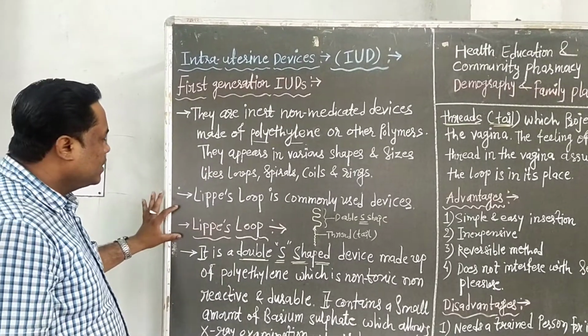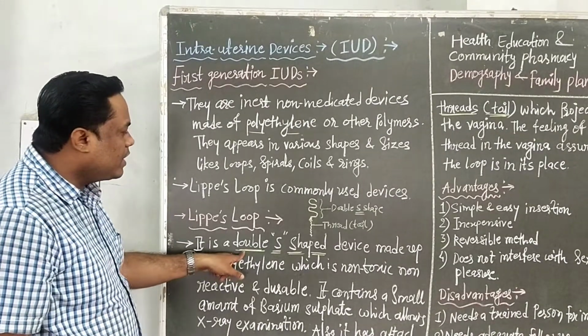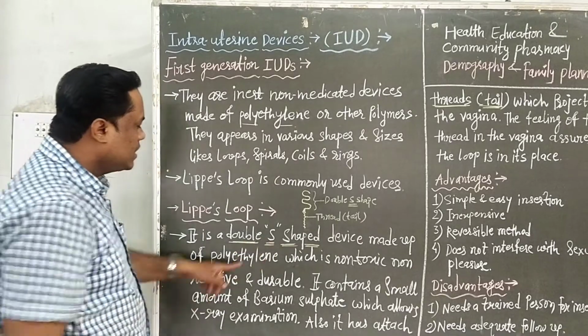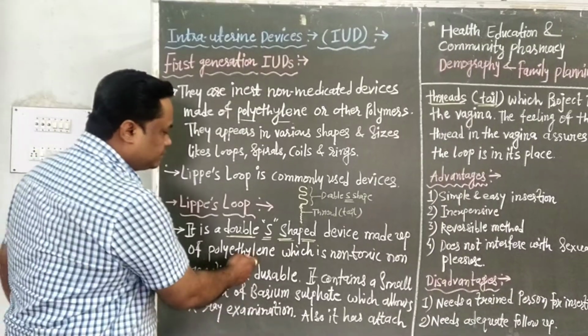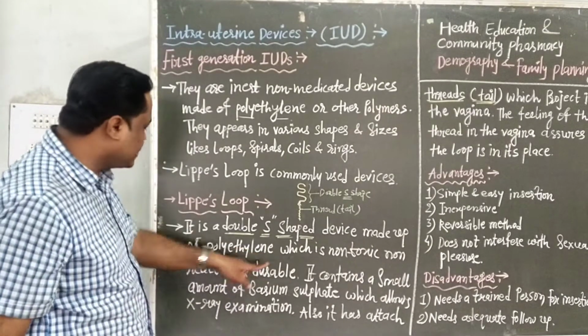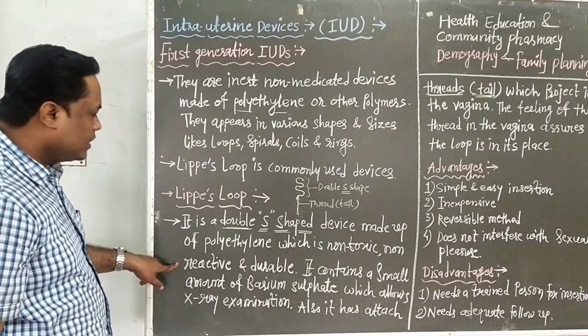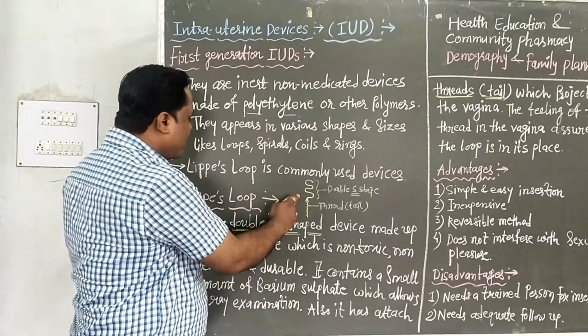Then you have to see the Lippes loop. The Lippes loop is a double S shaped device. It is made up of polyethylene, which is non-toxic, non-reactive and durable in nature. And this is the diagram of the Lippes loop.